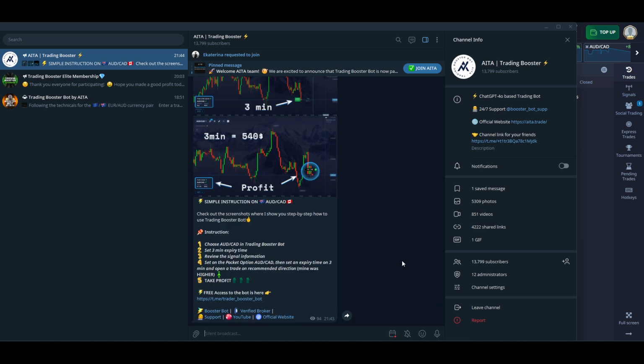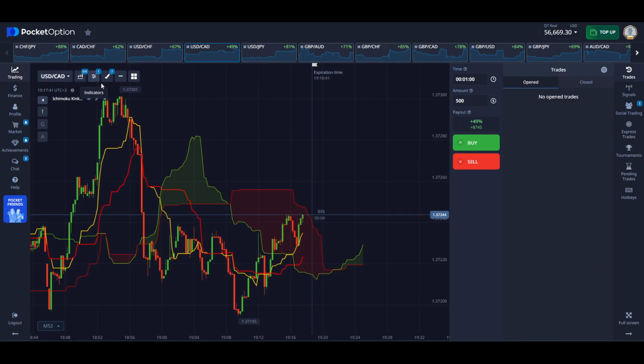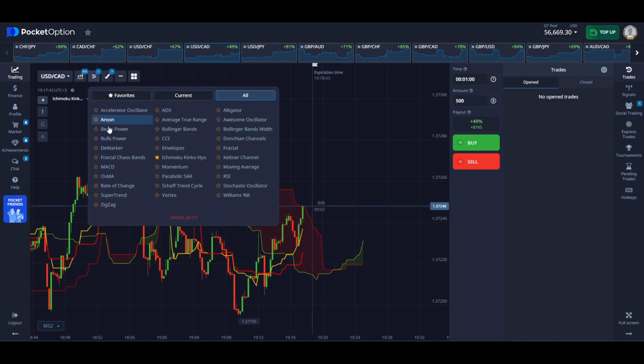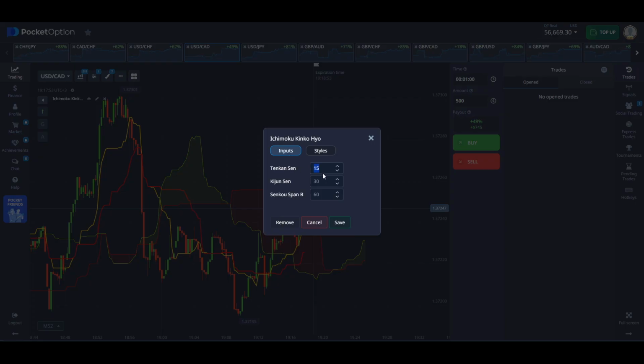Now, let's move on to the indicator. Where do you add this indicator? Right here, we have the Indicators tab, and here we need to add Ichimoku Kinko Hyo. Add this indicator, and now we need to configure it. Set the first period to 15, the second period to 30, and the third to 60.